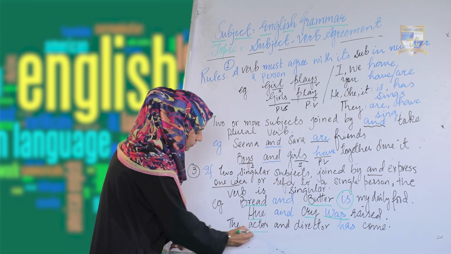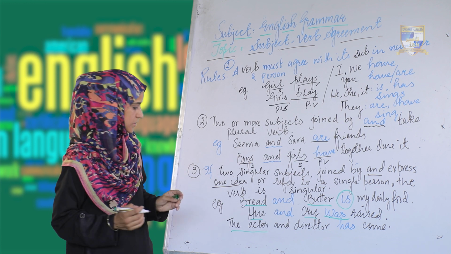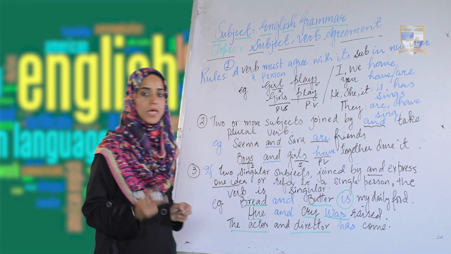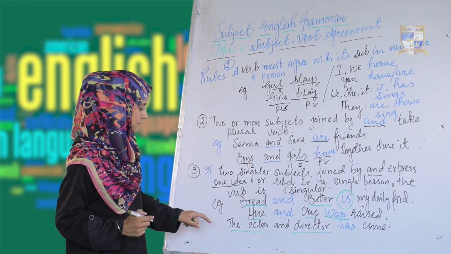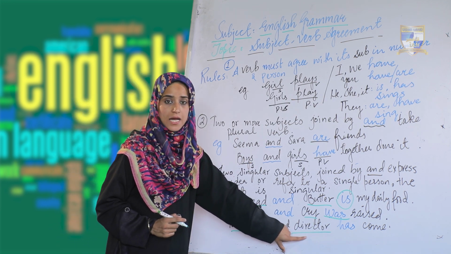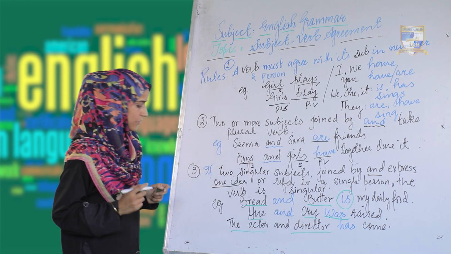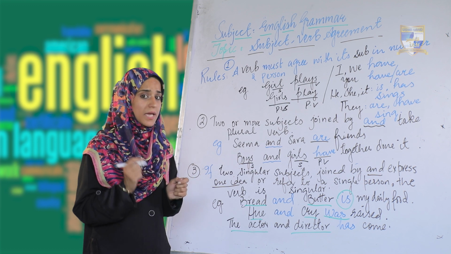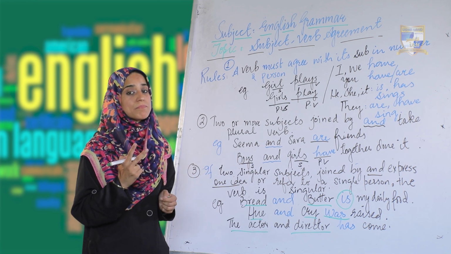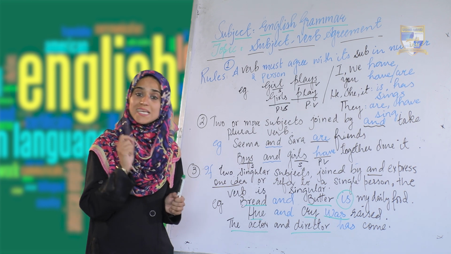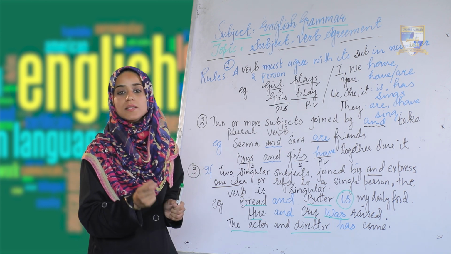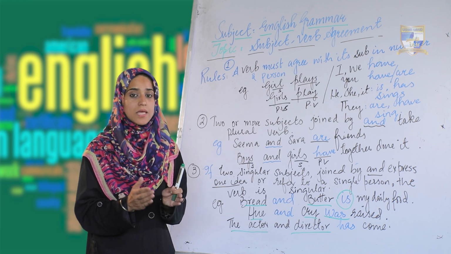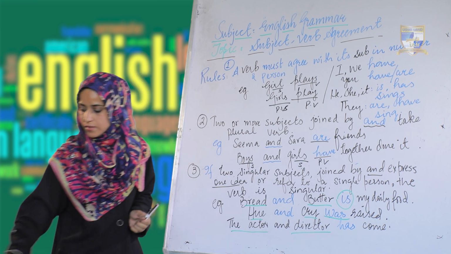The actor, now referring to persons, the actor and director has come. Here we have two persons. The actor and director has come. Now, if two nouns joined by and refer to two different persons, they must be indicated by the article the. That means both the subjects must be preceded by the article the.